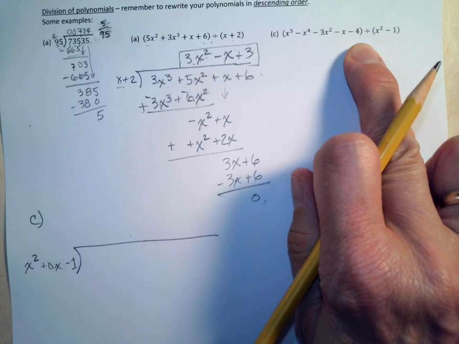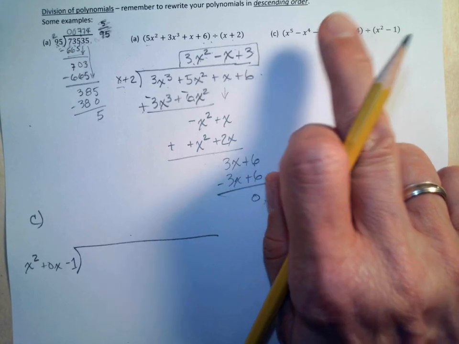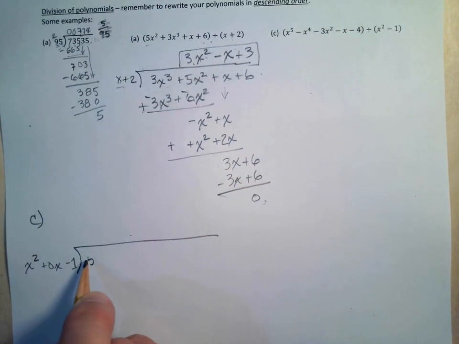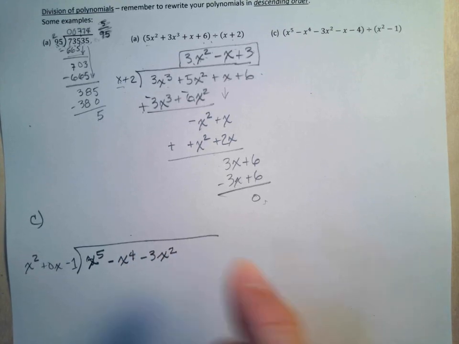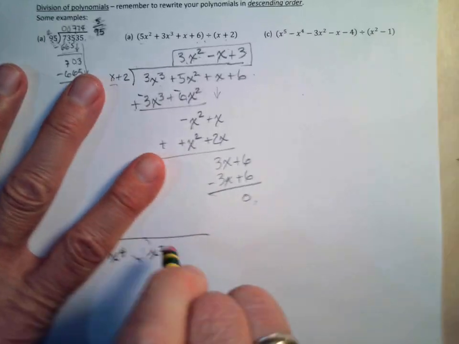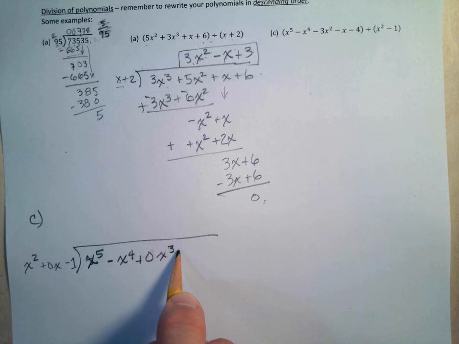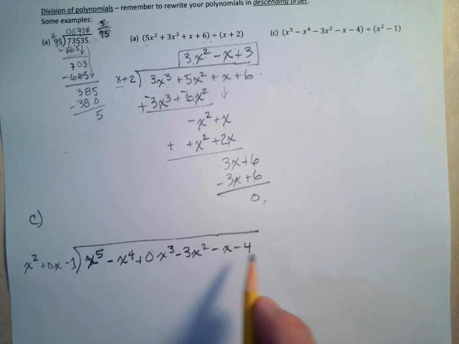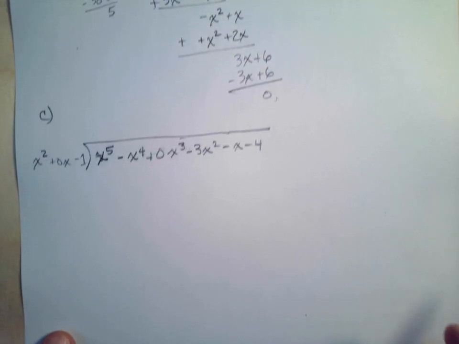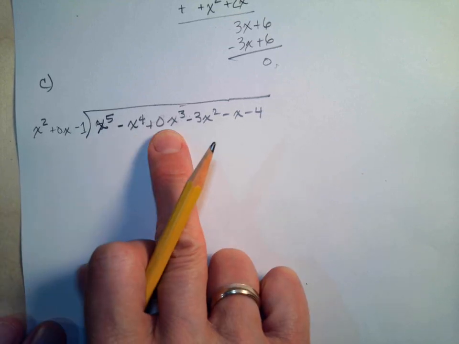It looks like it already is, but there is a missing x cubed there. I would recommend putting in that 0. So we have x to the 5th minus x to the 4th minus 3x squared. Oh, sorry, I said to do it and I forgot. Plus 0x cubed minus 3x squared minus x minus 4. All right, now this is going to feel a little tedious because there's a lot of work going on here. All right, so these 3 things are going to go into these 3 things.